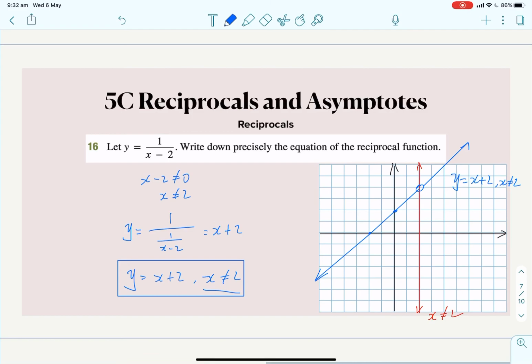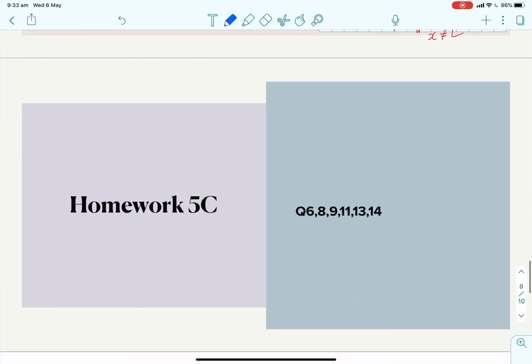I hope you enjoyed this video and you got the basic concept with reciprocals. We are going to continue on with more reciprocals later on, because this is basically the focus of this topic. I give you a few questions to do. They're mostly graphs, so give it a go, and you can always check the answer with the worked solutions.